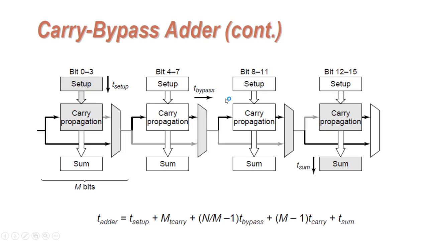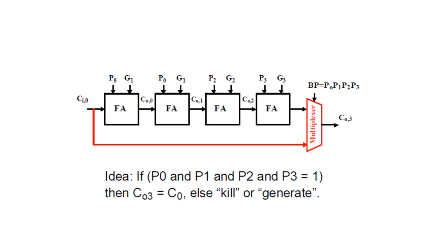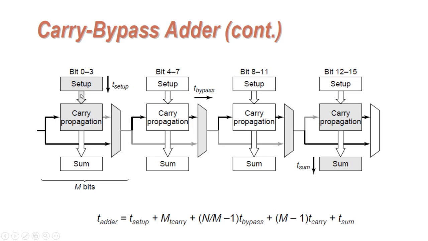In continuation, with a similar type of adder having a carry bypass, this is hardly useful for 4 bits. So let us move on to a 16-bit adder. Here the 16-bit adder has been realized using 4-bit adders. You can see this is bit 0 to bit 3 and then 4 to 7. Likewise we have 16 bits split into 4 different subsections. Each subsection has a setup.